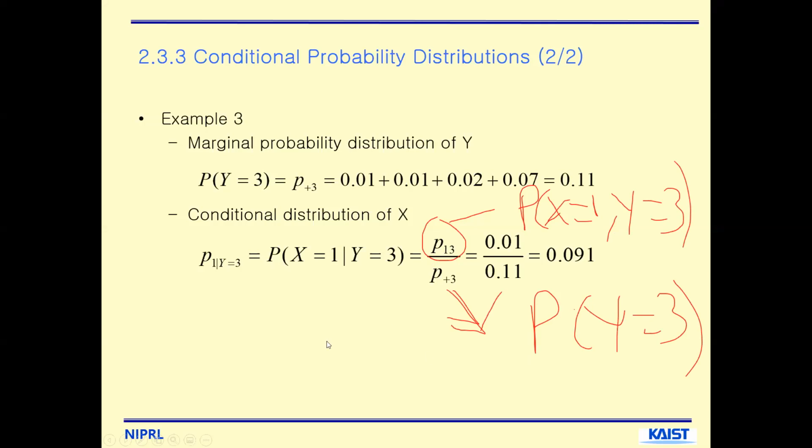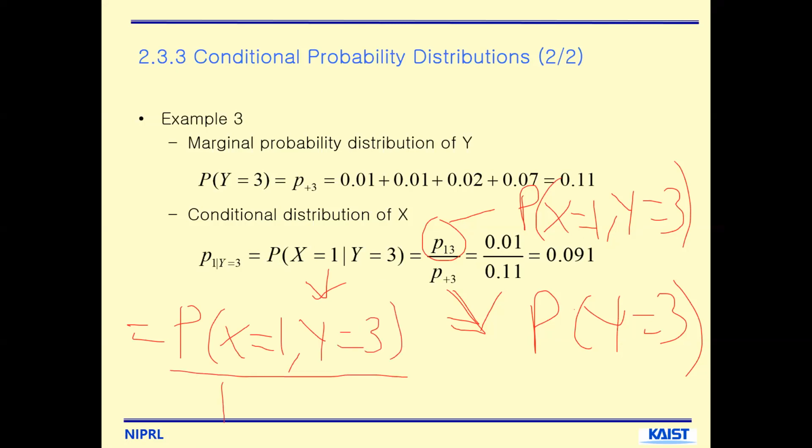Let me write that clearly for you to see. So x equal to 1. What I will talk about is that the conditional probability is going to be equal to the ratio of the probability of x equal to 1 and y equal to 3 divided by the marginal, which is the probability of y equal to 3. That's exactly what we're going to use.